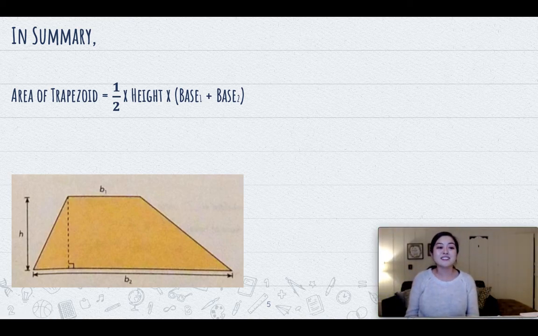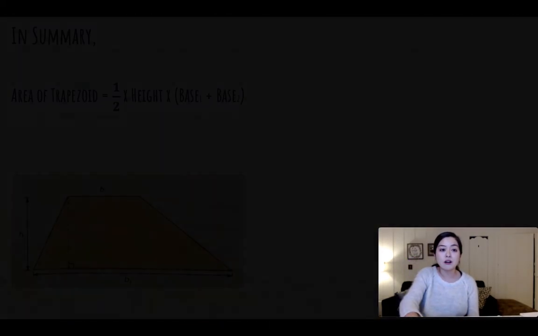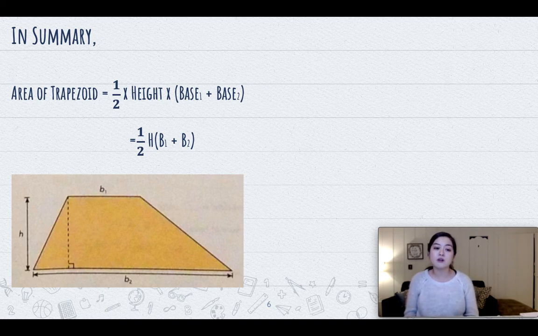All right. So, in summary, the area of a trapezoid is 1/2 times height times, and in parentheses we have base 1 plus base 2. Or you can write it as 1/2 height times and then in the parentheses, base 1, b1 plus b2. Now, the parentheses mean that we should solve whatever expression is in the parentheses first, right? Then we can do the other multiplication operations.